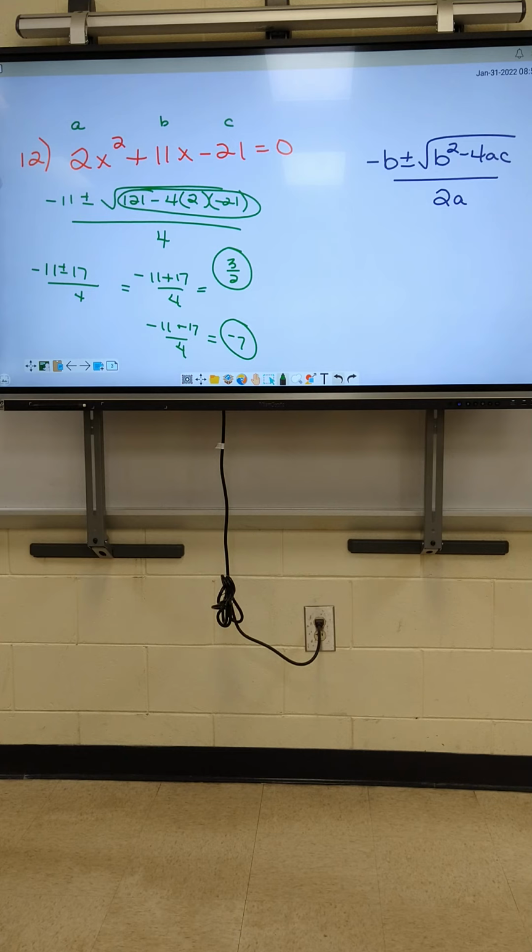All right, we're good on that one. Hey, look at 13. Why can we not do 13 by the quadratic formula? Because it's got an x to the third. You can only do quadratic formula when you got an x squared.